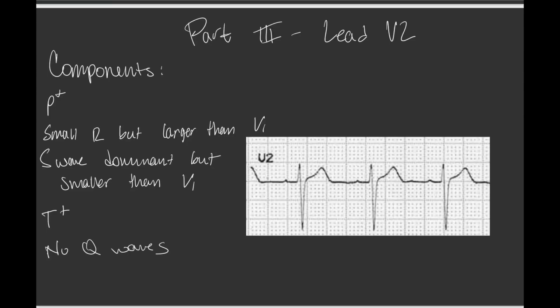So if we look at our example here, we have that positive P wave. We have an R wave and no Q wave. We have a dominant S wave, which gives us that RS complex again. And we have that T wave.